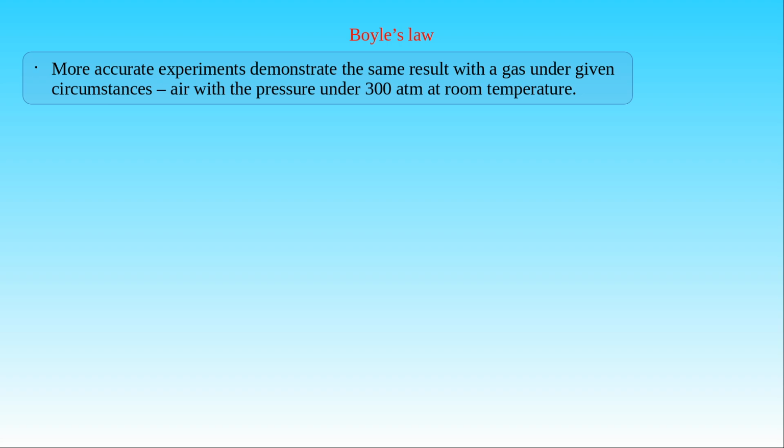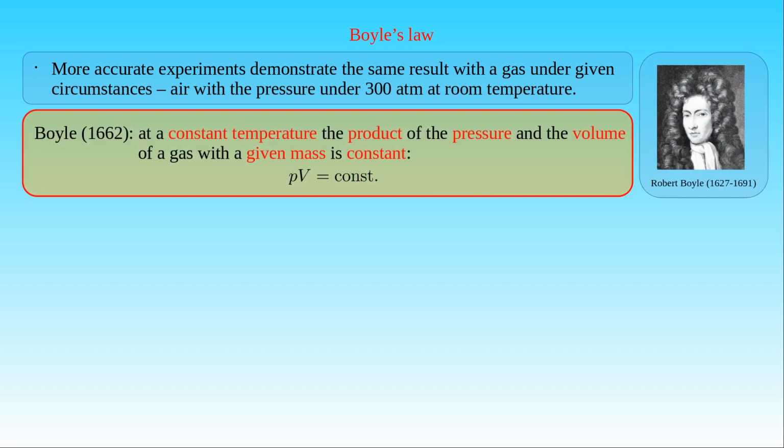big volume. Then Boyle's law, discovered in 1662, states that, at a constant temperature, the product of the pressure and the volume of a gas with a given mass is constant. That is, P times V is equal to a constant. This gas law can be rephrased in another form too.